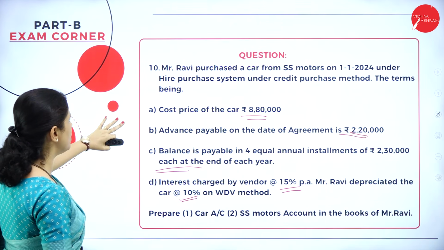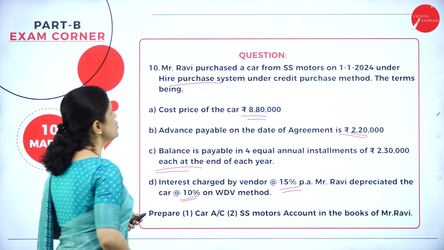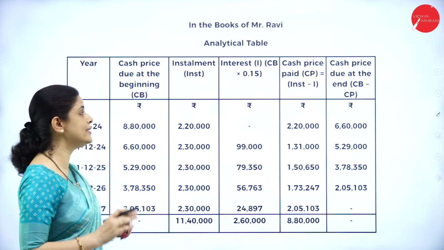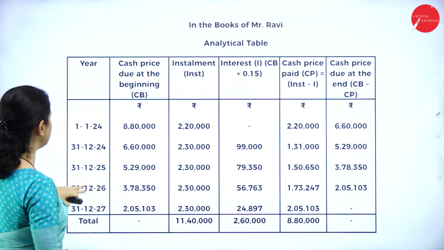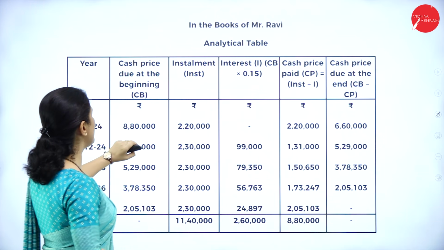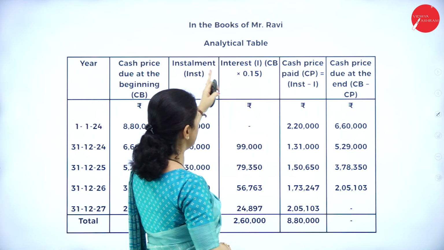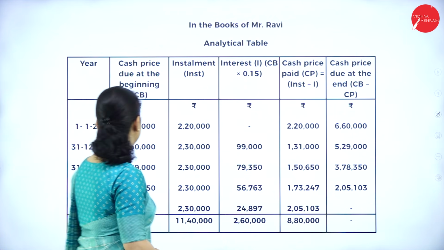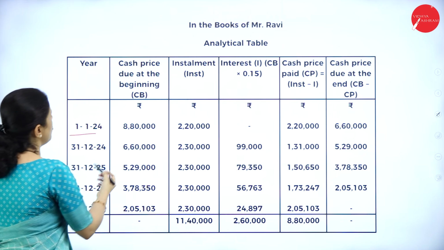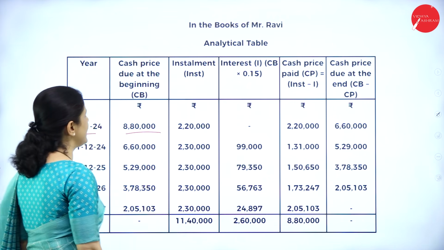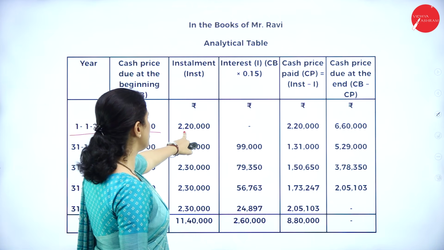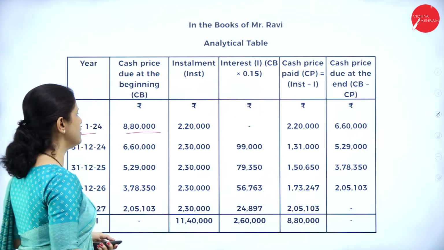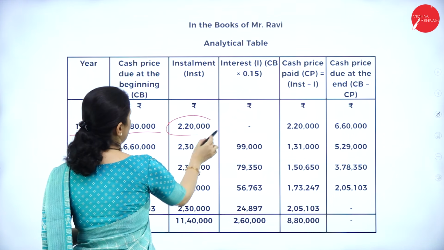So this is the problem on hire purchase system. For that, in the books of Ravi, we have to prepare the analytical table. So here we have to write the years, next cash price due at the beginning, then installment, next interest, next cash price paid, next cash price due at the end. So at the beginning, how much was the cash price? 8,80,000. Installment is 2,20,000. See, it is given here. That is the advance paid. That is the down payment made.